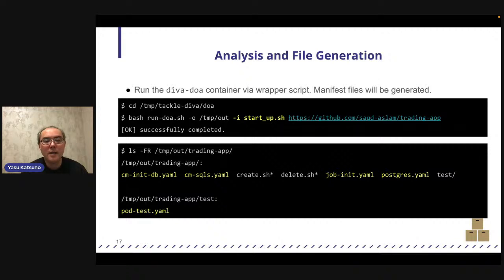Here is an example of how to apply DebugDOA. So you can see, kick and run the DOA script, attaching the target application's GitHub URL. Then a set of YAML files and bash script files are generated.